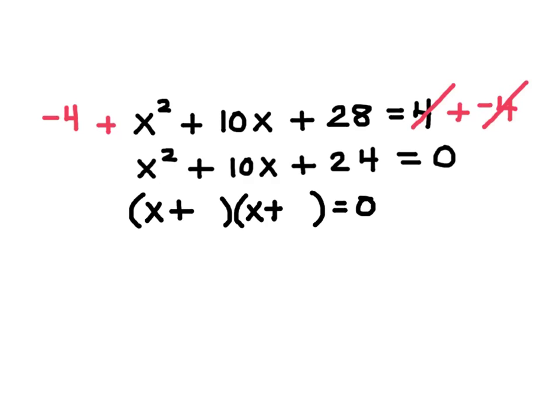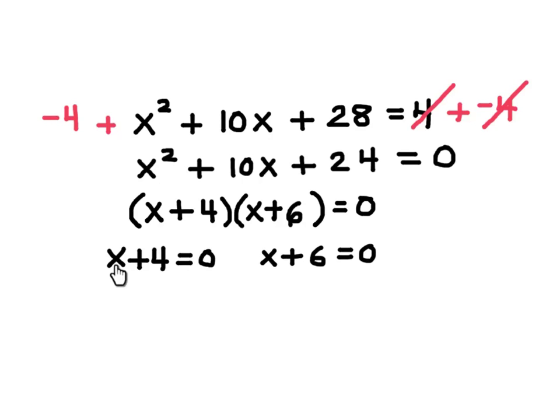And if you work this out, you'd find the numbers are 4 and 6, because 4 plus 6 is equal to 10, and 4 times 6 is 24. Now we can use the zero product property. If the product of x plus 4 times x plus 6 is 0, then either x plus 4 equals 0 or x plus 6 equals 0. So we say either x plus 4 is equal to 0 or x plus 6 is equal to 0.